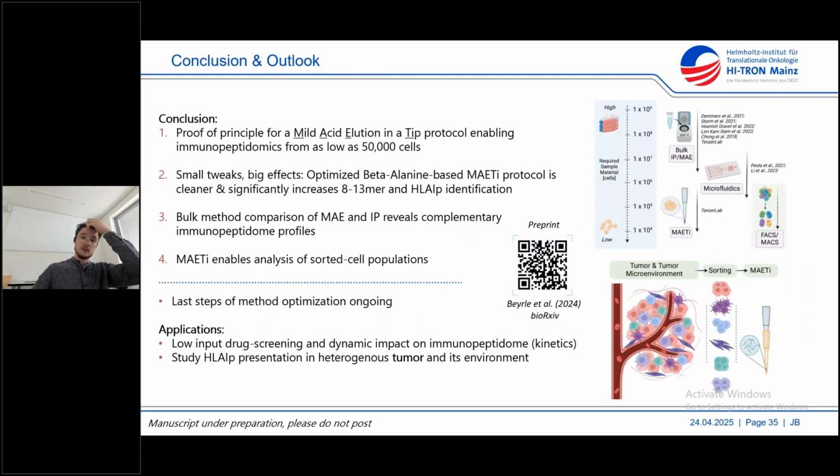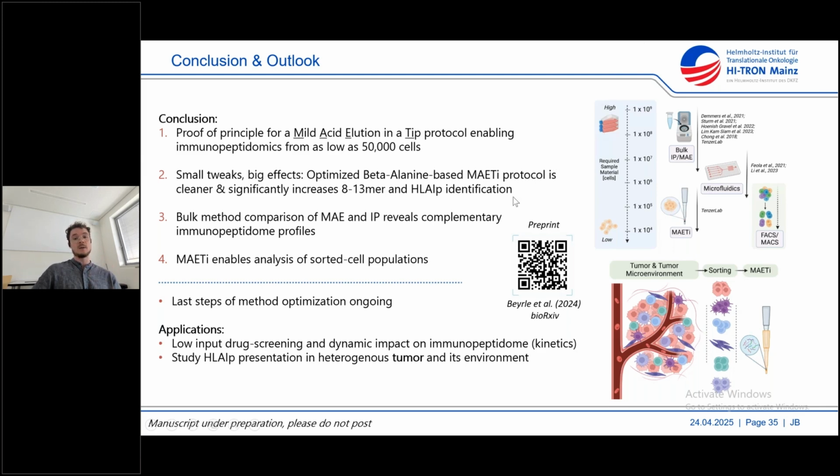So yes, coming to the conclusion of my talk, first we showed a proof of principle that this mild acid elution in the tip is actually possible, starting from as low as 50,000 cells. In our case, we were using JY cells, and with small tweaks of testing alternative buffer substances, we found that beta alanine was actually performing better than citric acid-based buffers.